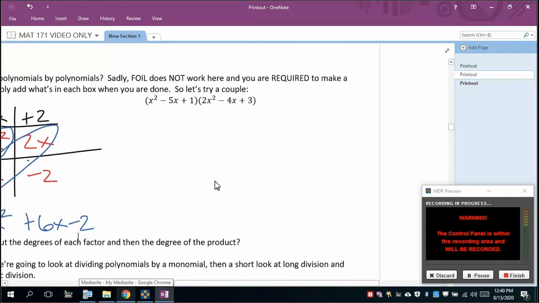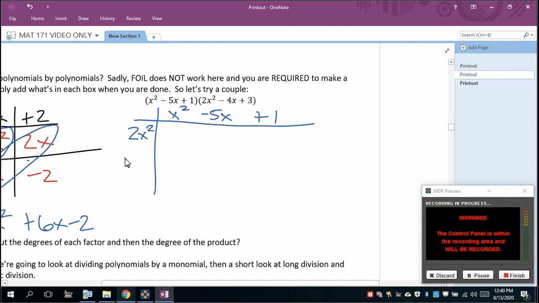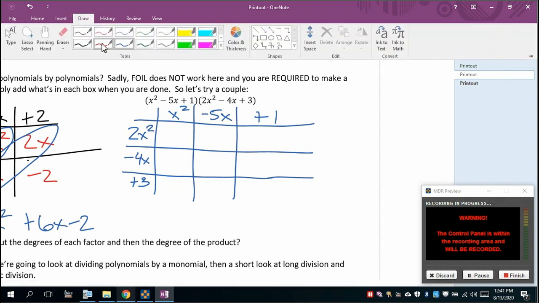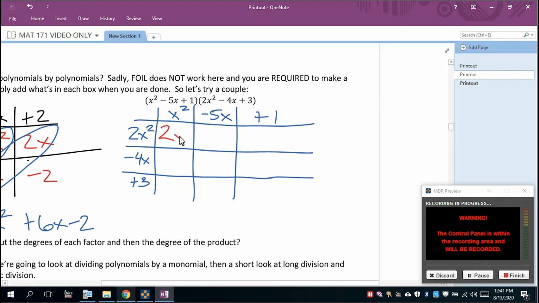And for this one, it's going to be a little more of a challenge. x squared minus 5x plus 1. Then for the other part, you get your 2x squared minus 4x plus 3. So 2x squared times x squared, that's going to be 2x to the fourth. That would be, you'd have negative 5, oh, not negative 5, got to watch myself, negative 10x to the third.